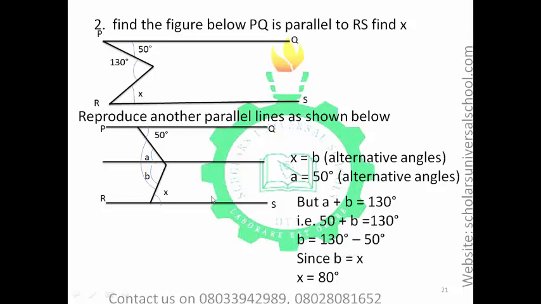So since B is 80 degrees, and I said B is an alternate angle to what? To X. Look at it. This one also produces a Z shape. If you look at it very well, it produces a Z shape. So which means the value of your X is what? 80 degrees. The moment you first turn to this page, you will see that the diagram seems to be complicated, but it's very simple. You can see with this line, it makes it more simple.